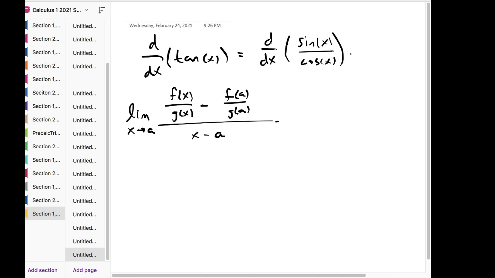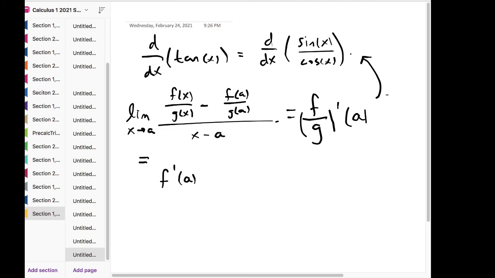So this will give you the derivative of a quotient. But we're out of time, so we'll do that next time. By doing this, you'll be able to solve this one. I'll give you what the answer is, but it'd be good for you to try to do it. And then what you can do is use this to find the derivative of tangent.